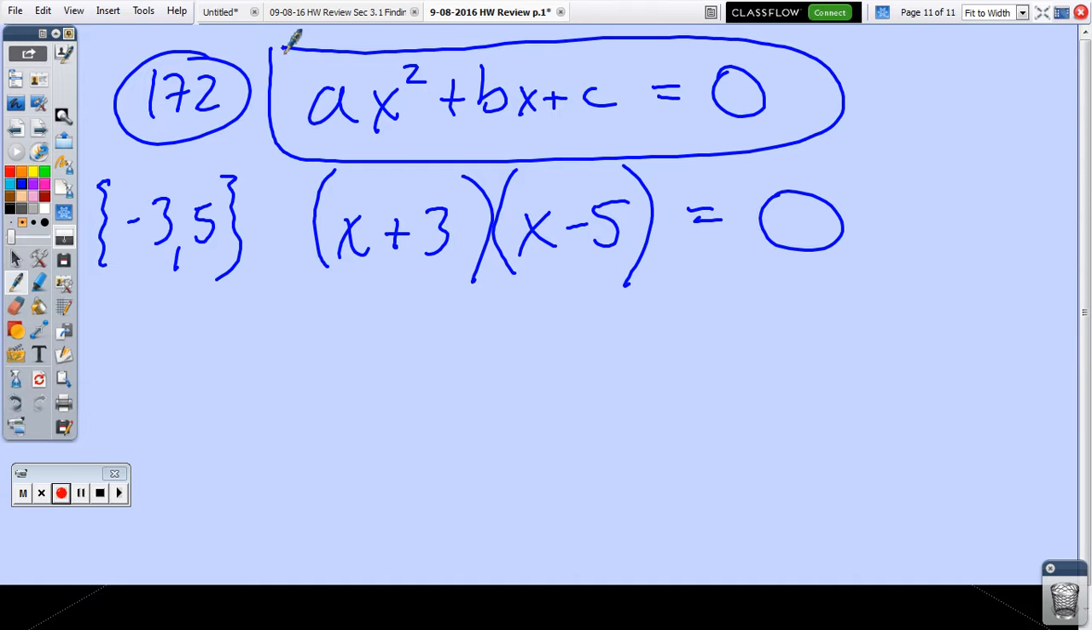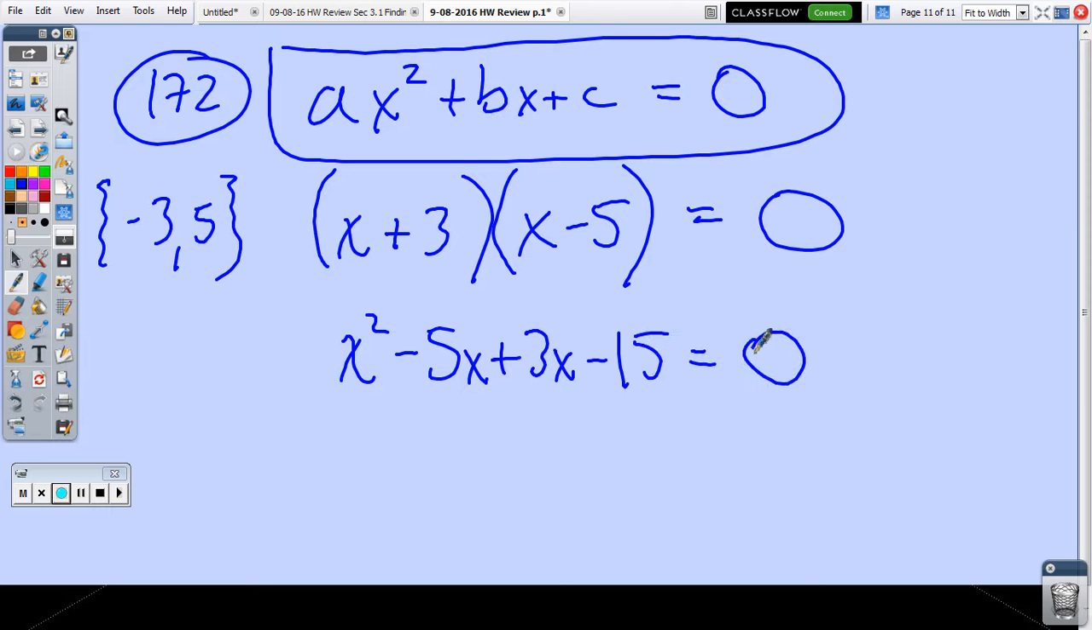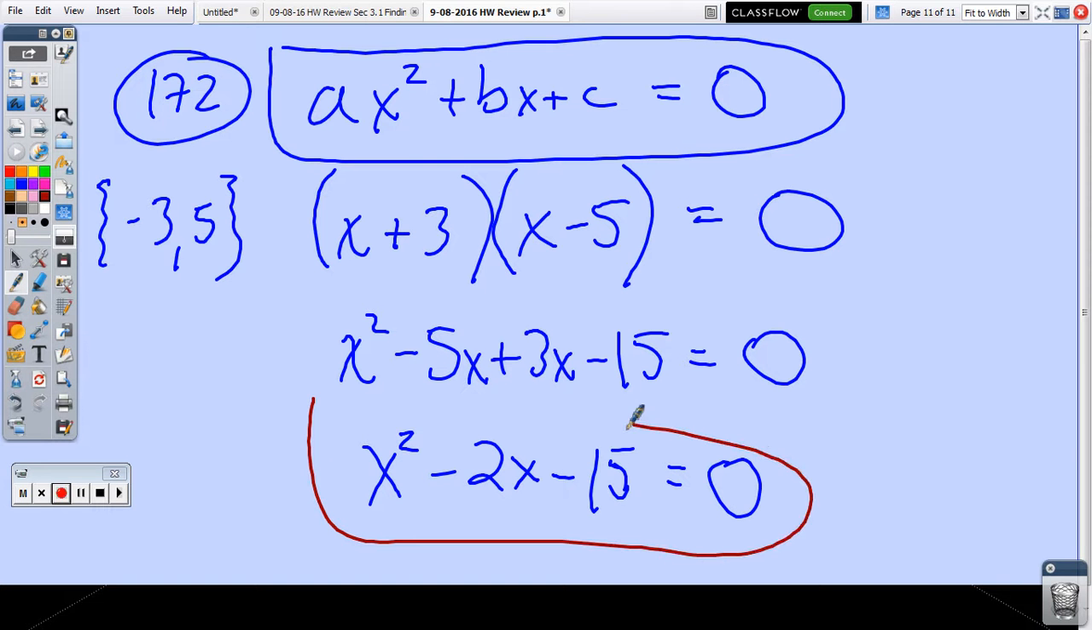So then we go ahead and FOIL: x squared minus 5x plus 3x minus 15 equals 0. x squared minus 2x minus 15 equals 0. And that's the general form we're looking for. ax squared plus bx plus c equals 0.